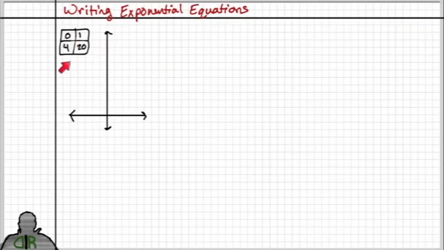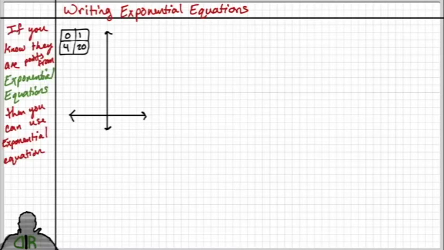We've got these 2 points. Remember, the first column is going to be x, second one is going to be y. We don't mess around with that. We don't typically switch those around just to get people confused because that would be a little bit crazy. Here's the thing. If you know that they are points from an exponential equation, then you can use an exponential equation, right? It seems kind of silly. If you know they're from an exponential equation, use an exponential equation.